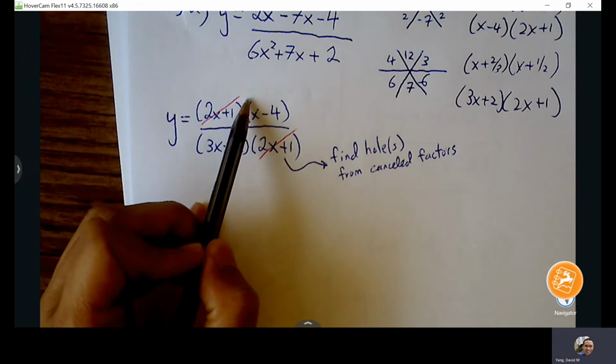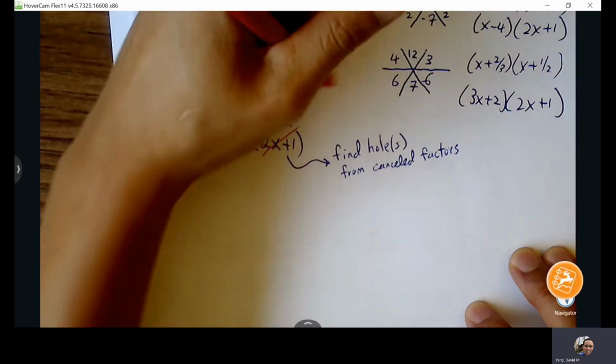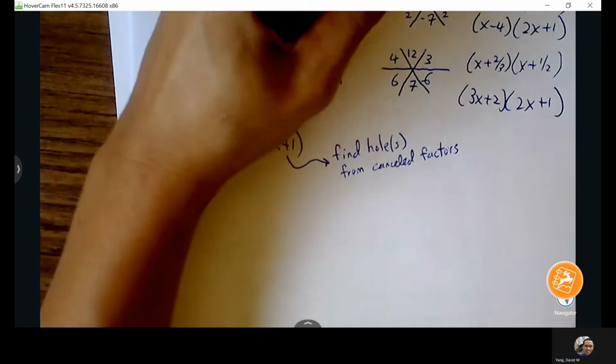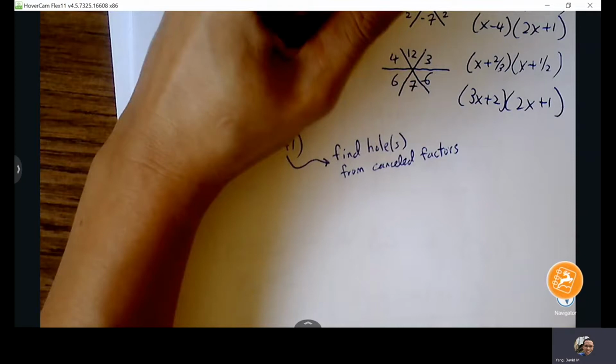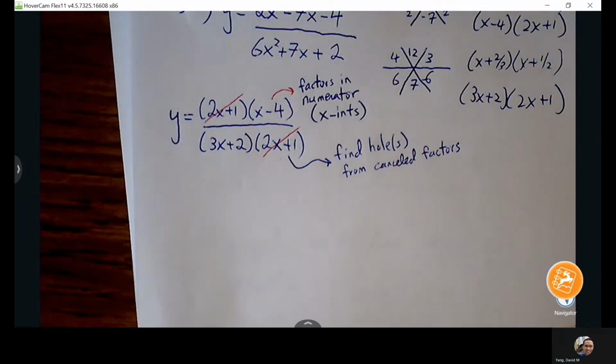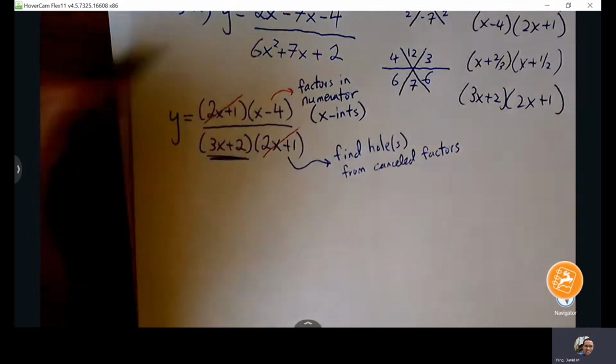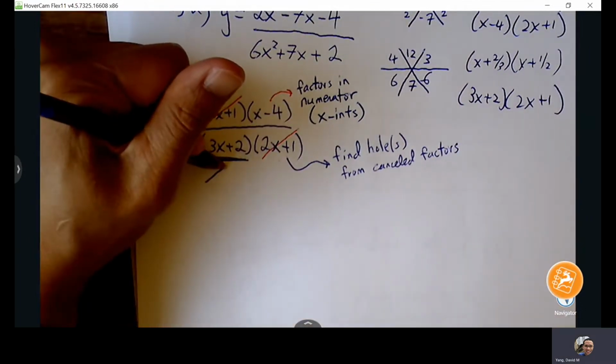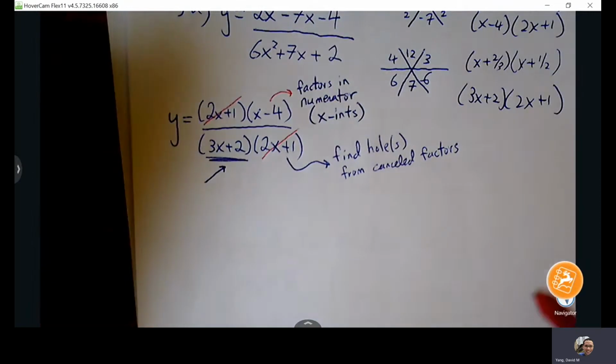Anything that is left in the numerator, that's going to be how you can identify the location of your x-intercept. You see how the x minus 4 still remains, it doesn't go away, it's in the numerator. So factors in the numerator will be x-intercepts, or remaining factors in the numerator is how we find x-intercepts. Okay. Remaining factors in the denominator is how we can identify the location of our vertical asymptotes.